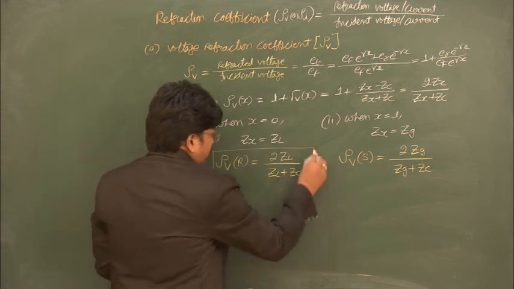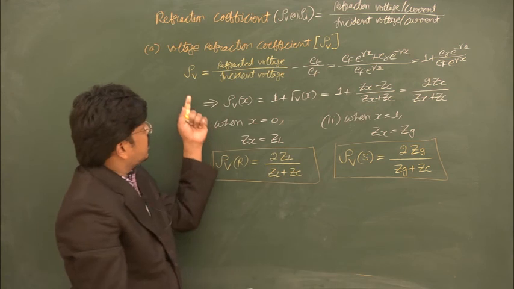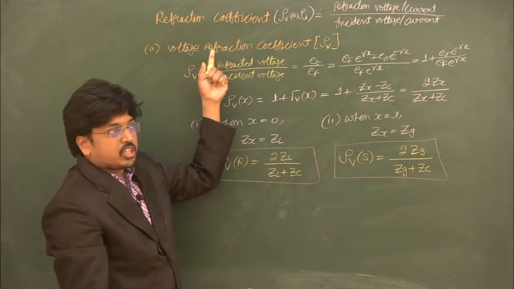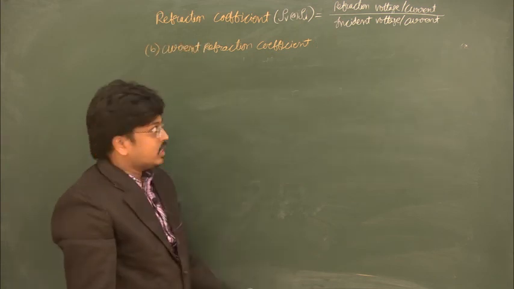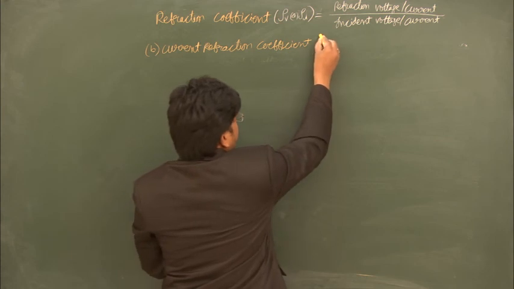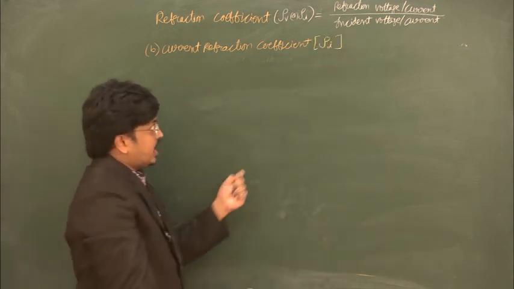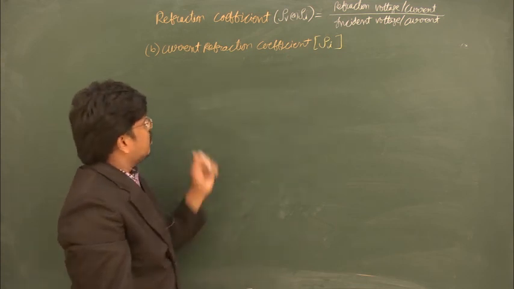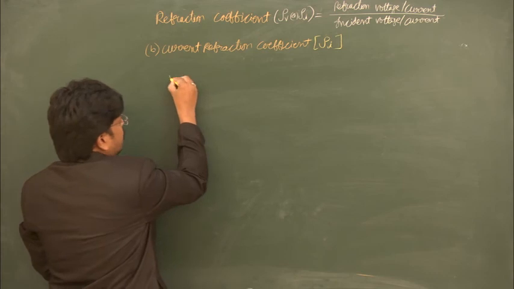These are the voltage refraction quotients, sometimes called voltage transmission quotients. Okay. Now we are going to discuss the current refraction quotient. Simply, we can write it as rho I. Okay, rho suffix I is used for the current refraction quotient.